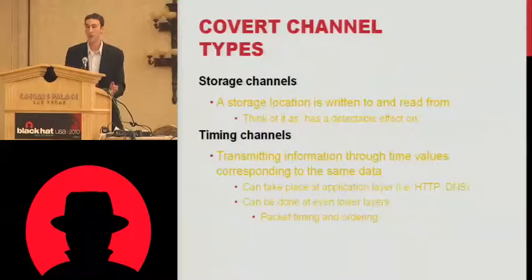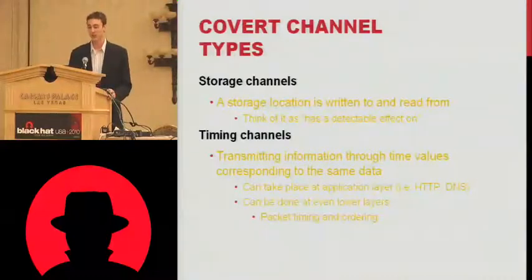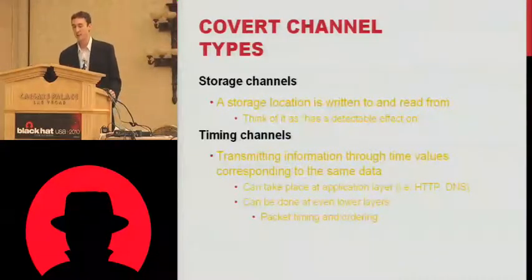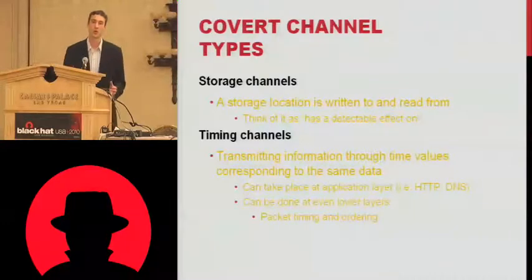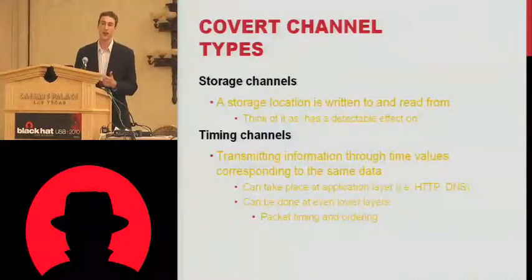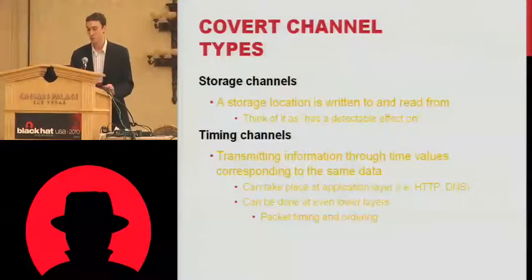There are two types of covert channels that are generally talked about. You have storage channels and timing channels. Storage channels are basically where there's a location that is written to and read from. The easiest way to think about it is has a detectable effect on. And then there are timing channels, which is transmitting information through time values corresponding to the same data. You can either have a time interval where, say, you either send a packet or don't send a packet on that interval, and that represents a binary 1 or 0. Or you can have different time values representing different symbols, which gives you a little more bandwidth.